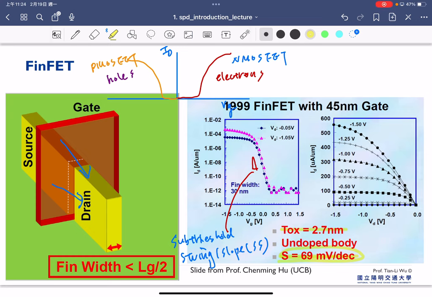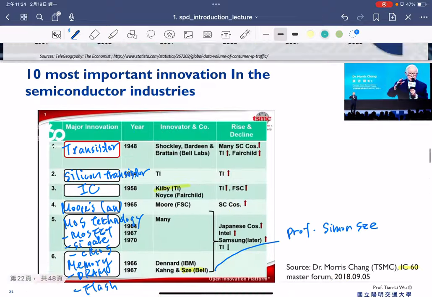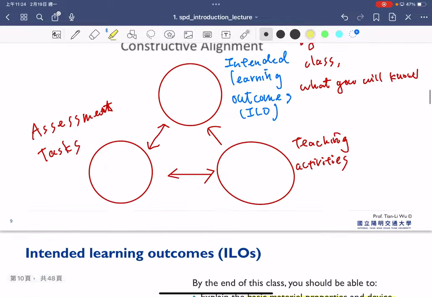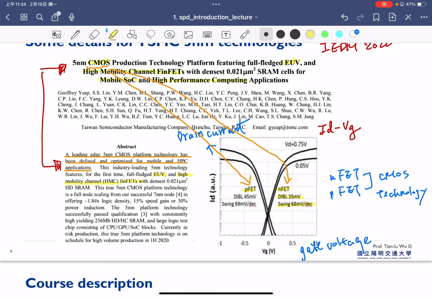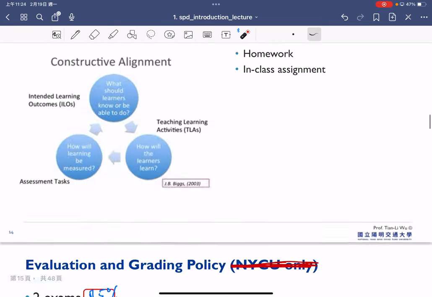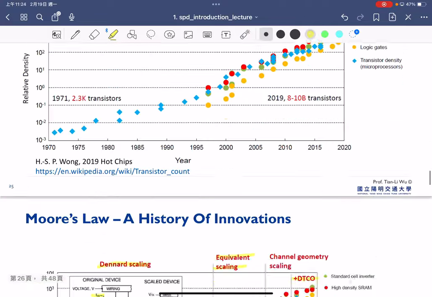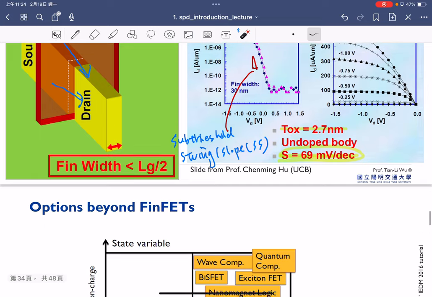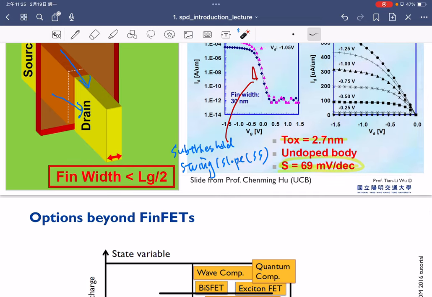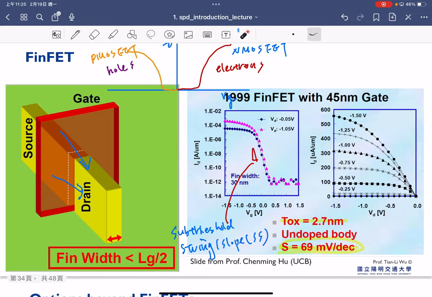If you look at the previous TSMC 5 nanometer paper, they also report the SS, the swing. So you can find that even though this is a very advanced paper, the performance we care about is more or less the same. That's also a hint that whatever you learn in this class is quite practical, because those things are very important for the industry, for the performance, for the product, because they all look at this number.